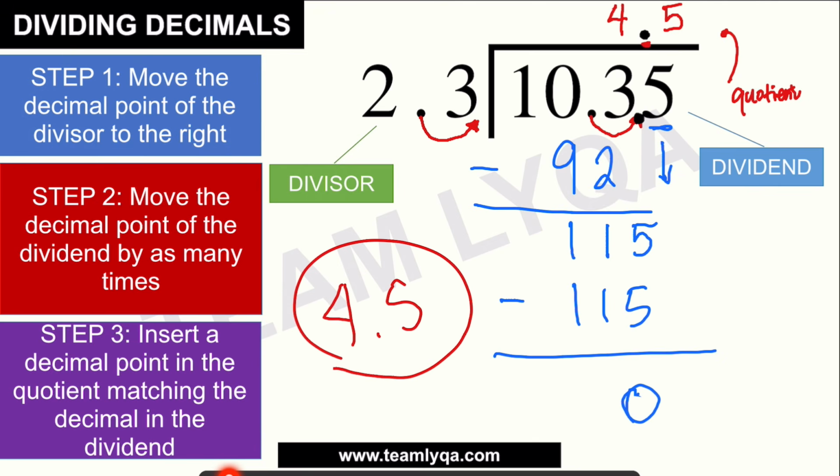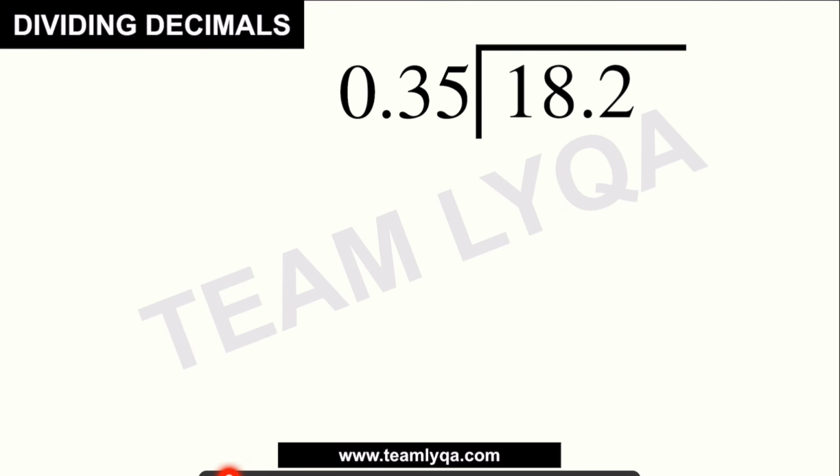Okay? Now, try natin with a different number. Paano naman kung ganito yung problem natin? You have 18.2 divided by 0.35. Now again, same din dun sa ginawa natin kanina, gagawin natin tong 35. So gagalaw natin siya dalawang beses. Which means, I also have to do the same dun sa 18.2. Now, this is one movement plus another movement.